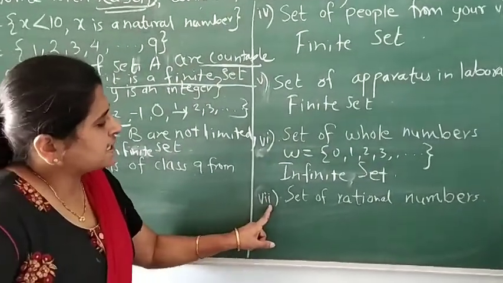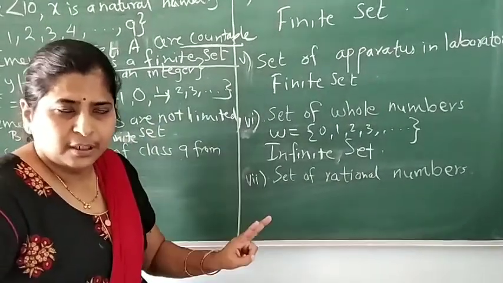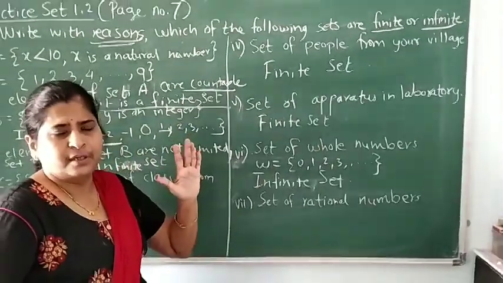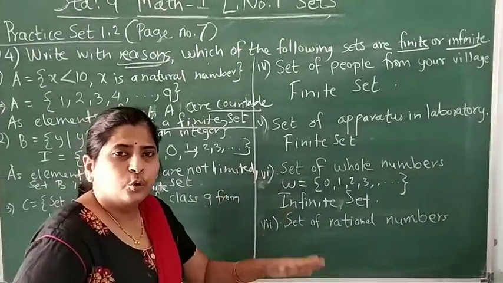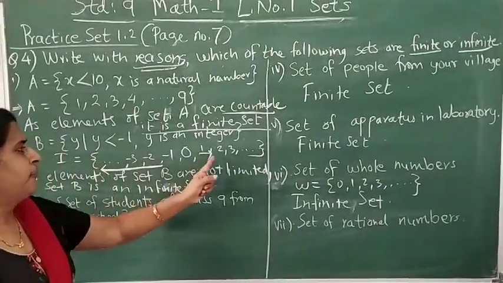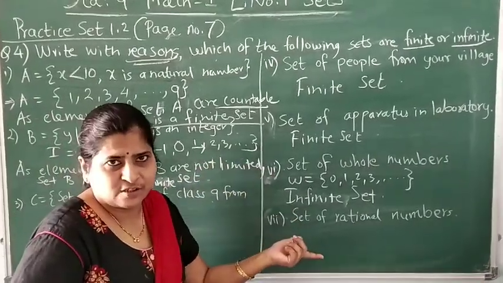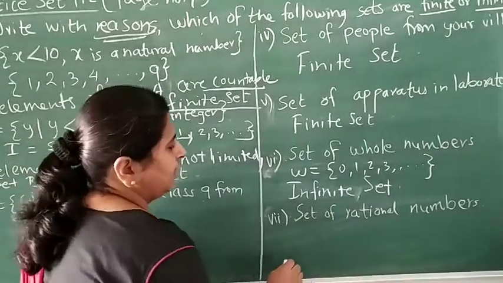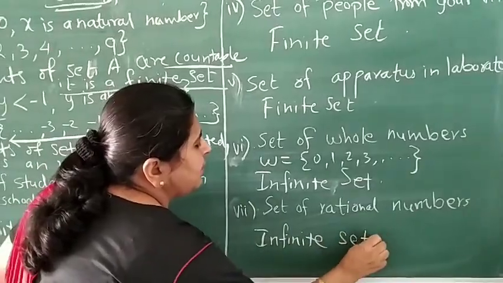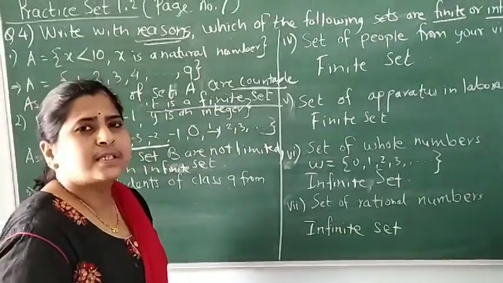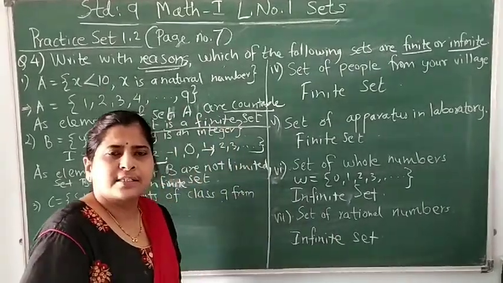And then we come to the last, the seventh set, the set of rational numbers. Between any two rational numbers there are infinitely many rational numbers. So naturally the set of all rational numbers, which actually includes integers, which are themselves infinite, plus all fractions also, is naturally infinite. Again, the reason is going to be the same: the elements of the set of rational numbers are not limited. That's why the set is an infinite set. Thank you.